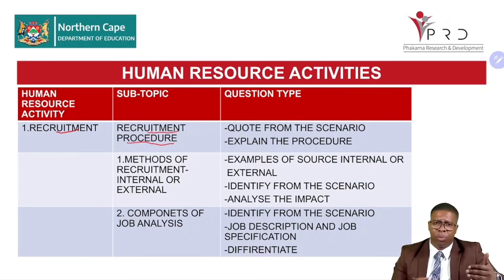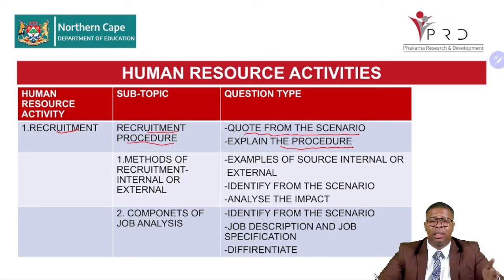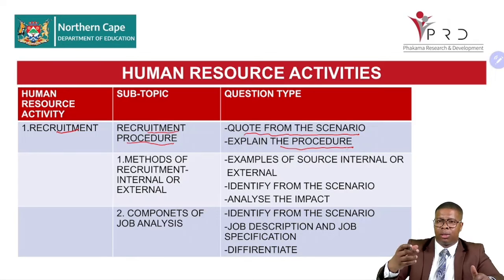Hence, it says the human resource manager should prepare the job description and also prepare the job specification, and also choose the method of recruitment, which can either be internal or external. So the question type you can get there is that the examiner may require you to quote from the scenario and explain the procedure, which would be a direct question. So this would be a direct question when they say explain the recruitment procedure, but when they say quote from the scenario, it is indirect, because you're going to be quoting from the scenario to show that you understand what the procedure is.